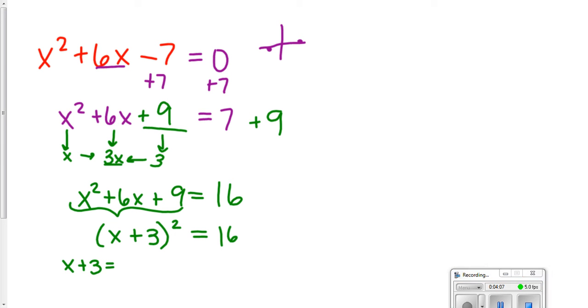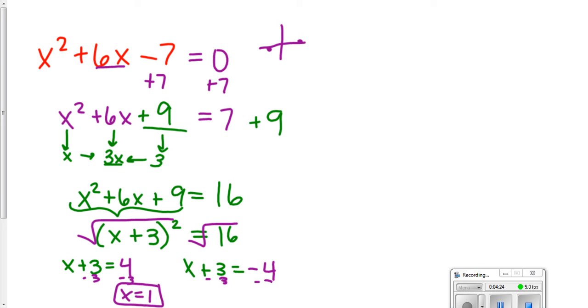to the square root, right? Square root of 16, which is both 4 and negative 4. Okay, so now I just work backwards. Subtract 3, so x equals 1. Subtract 3, so x is negative 7.